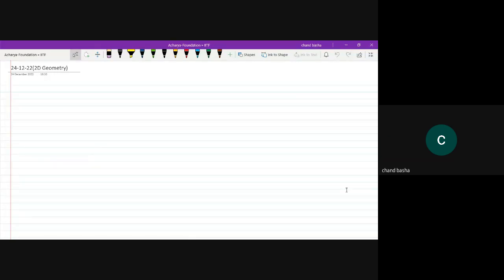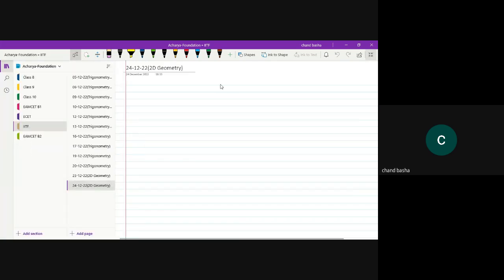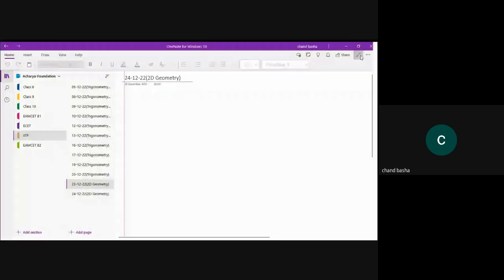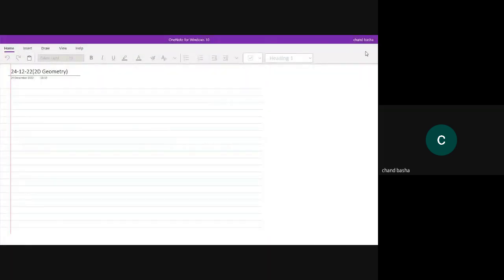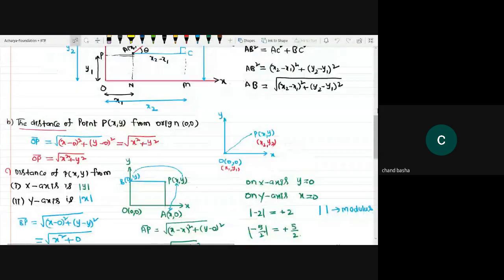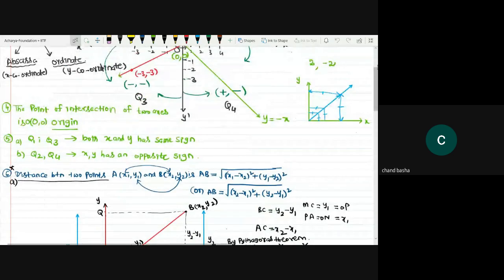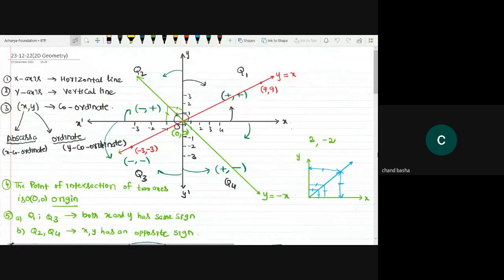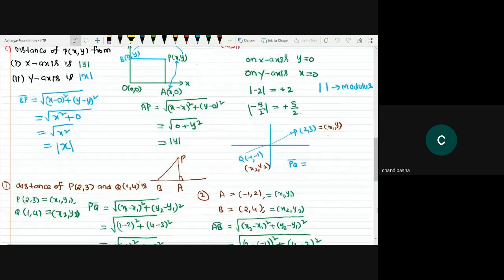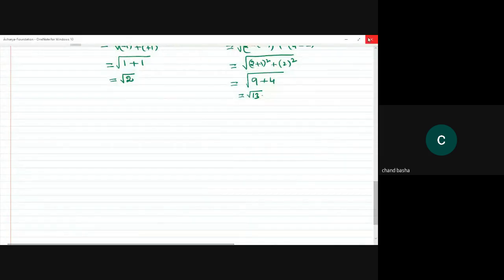Now we'll try to have the concept of, as usual, the distance between the 2 points, which we started in the previous class. Let me revise all the points we taught in the previous class, and a few of the examples were also discussed in the last class. So these are the points from the previous class. First point is distance between the 2 points, distance from the coordinate axis, and corresponding examples. Only 2-3 examples we have discussed in the previous class, right?